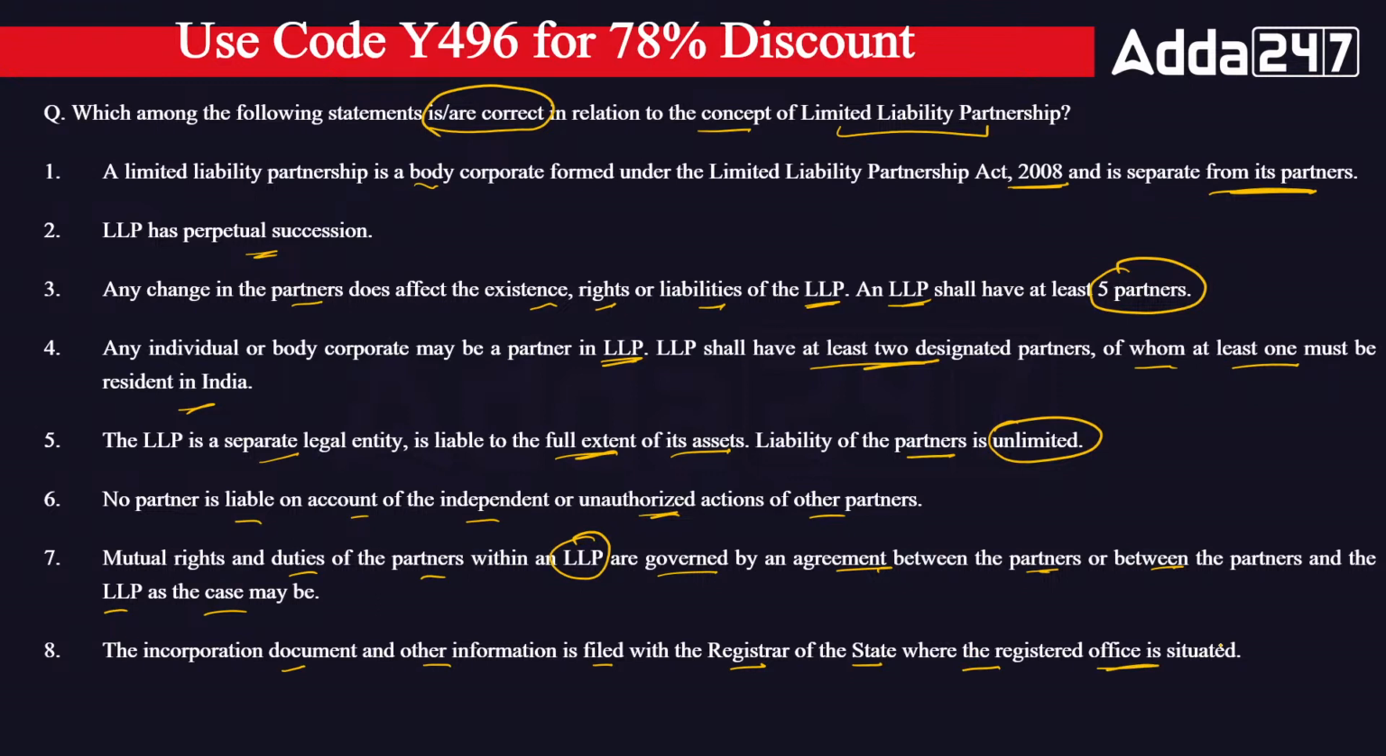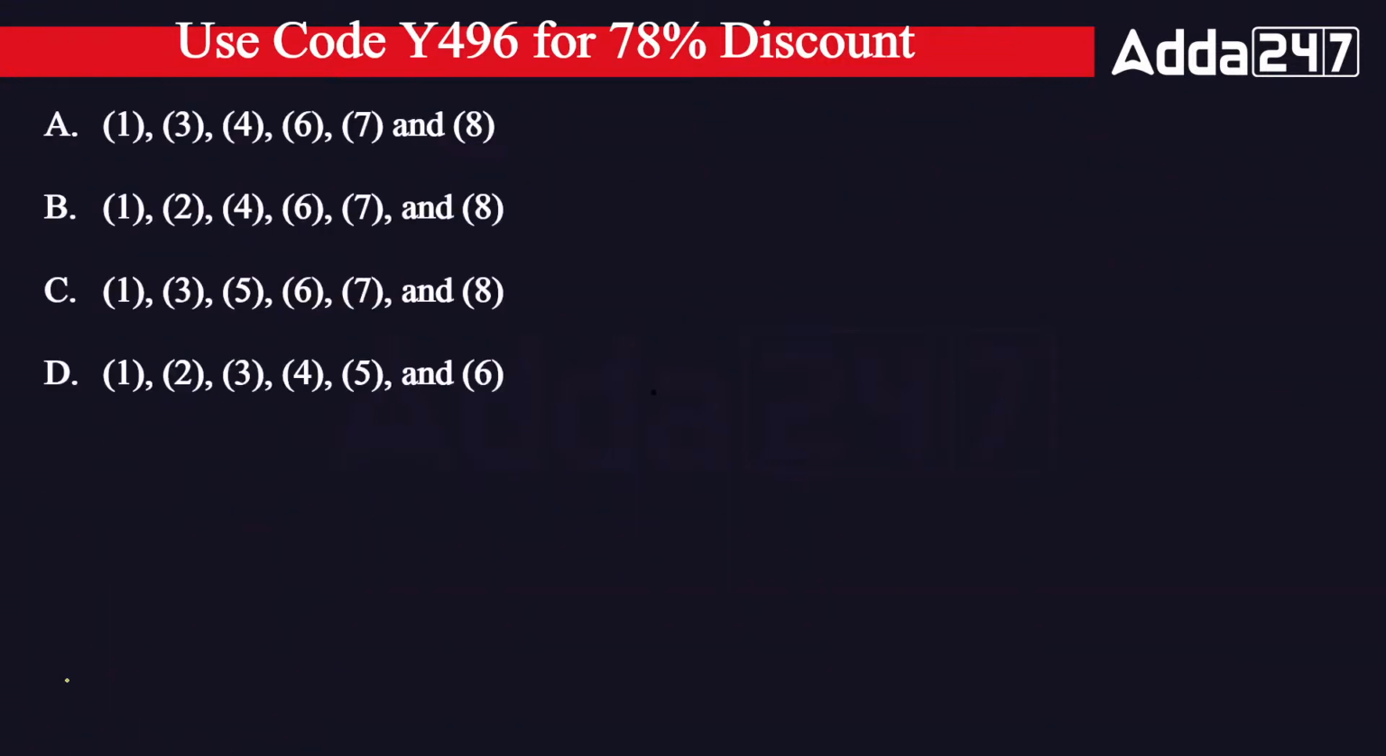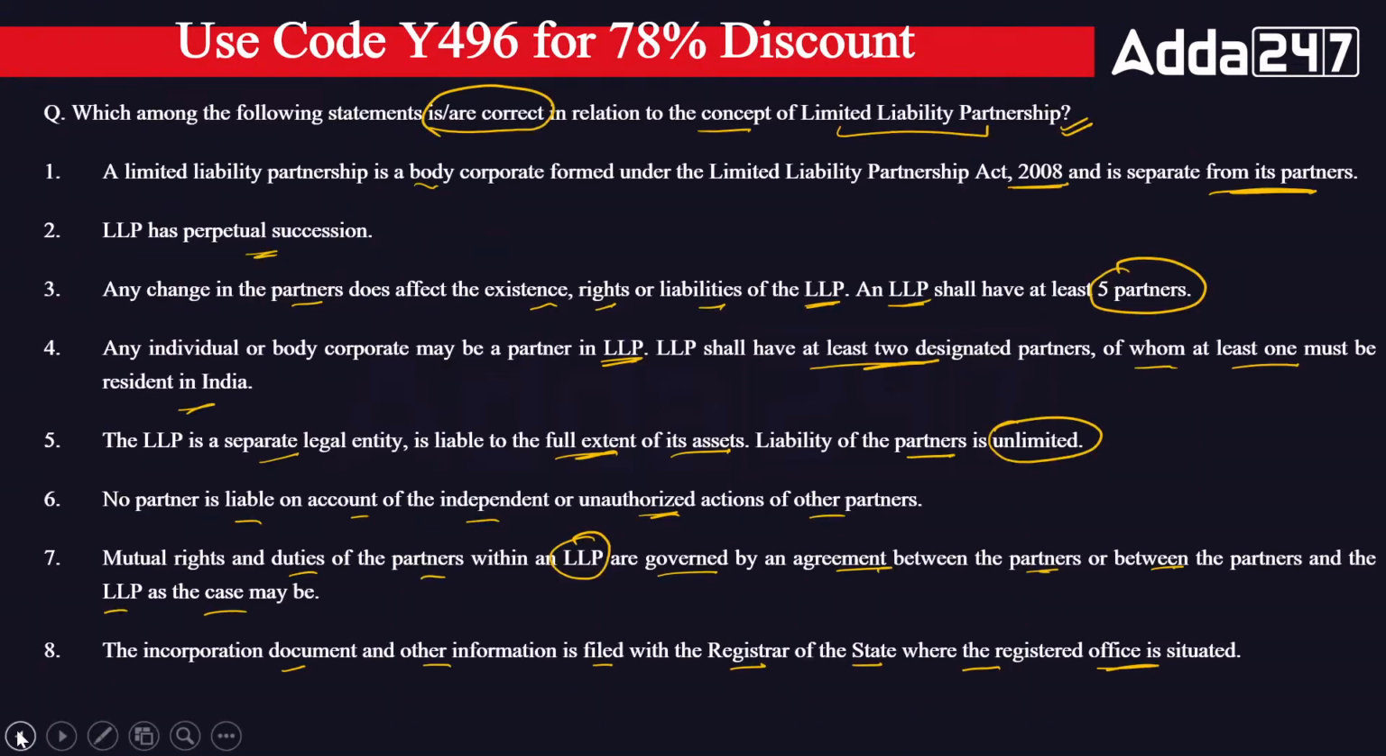So these are the 8 statements that have been given on the limited liability partnership, and the question is asking which of the following is correct. And the options are, these are the options. So let's understand first by the statement which is the correct statement and which is not.